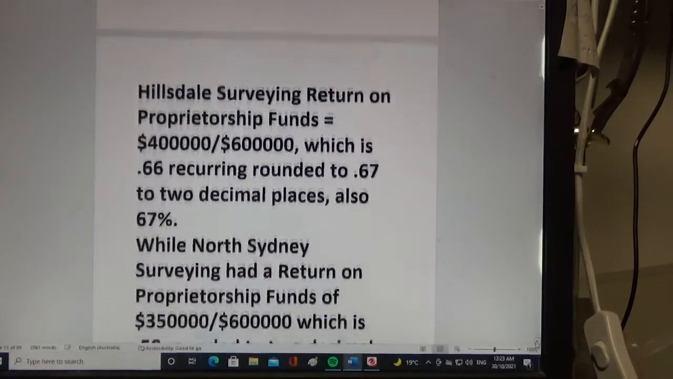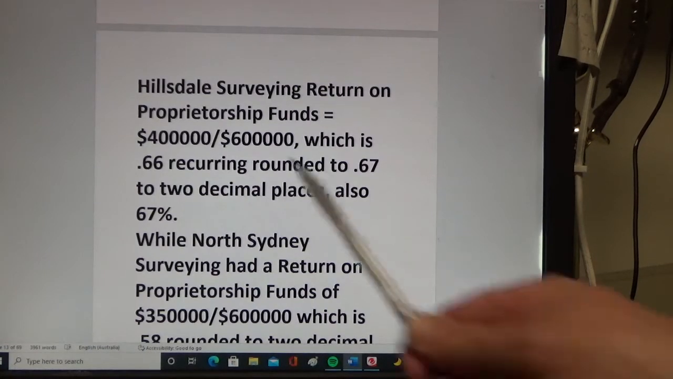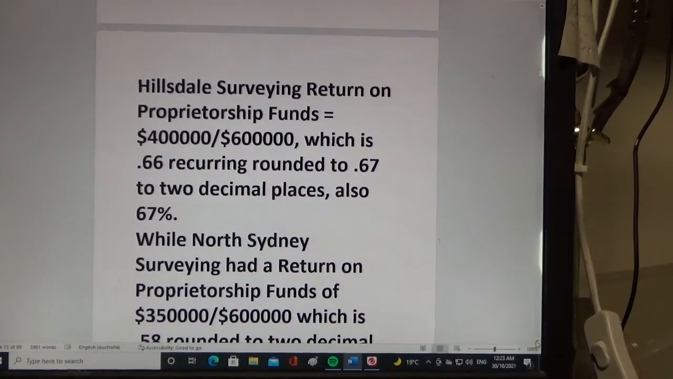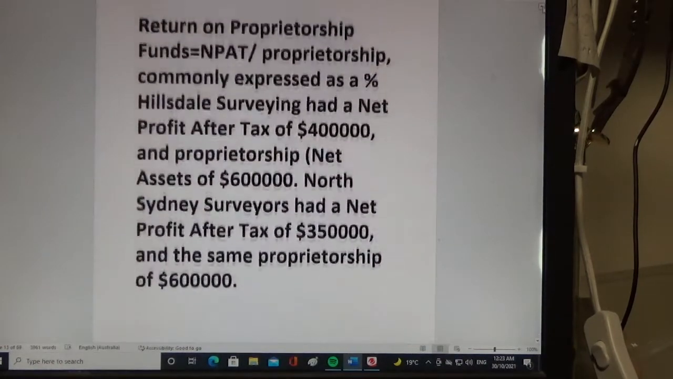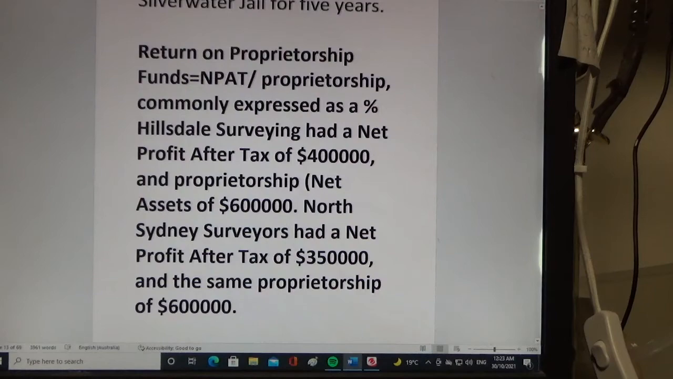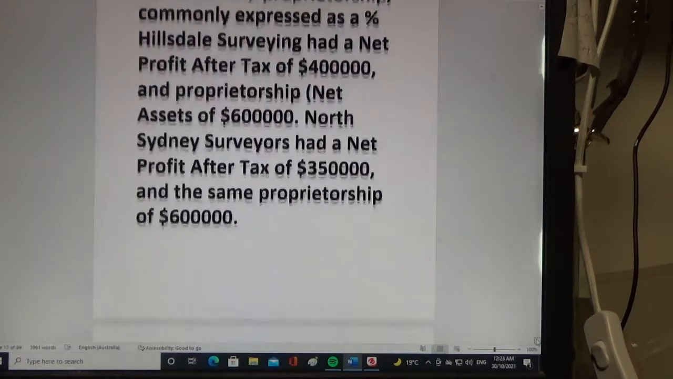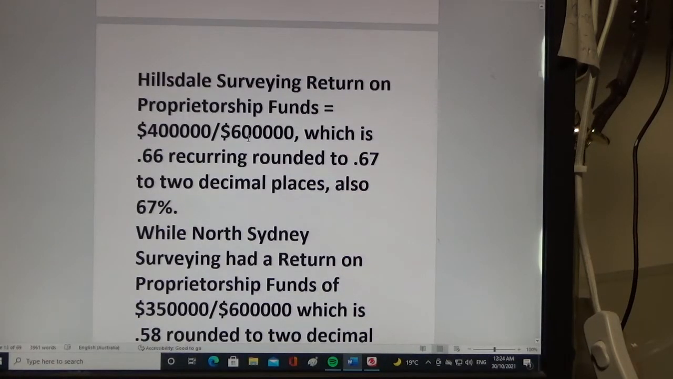Hillsdale Surveying return on proprietorship funds equals 400,000 over 600,000. Using that formula, which is net profit after tax divided by... let's just get the formula right. Yeah, net profit after tax divided by proprietorship. So net profit after tax is your numerator and proprietorship is your denominator. For Hillsdale, it's 0.66 recurring, rounded to 0.67 to 2 decimal places, also 67%.